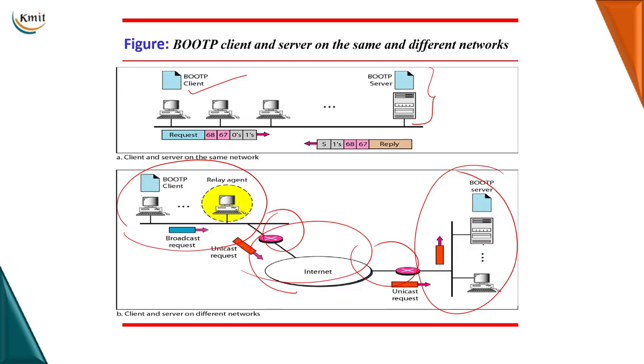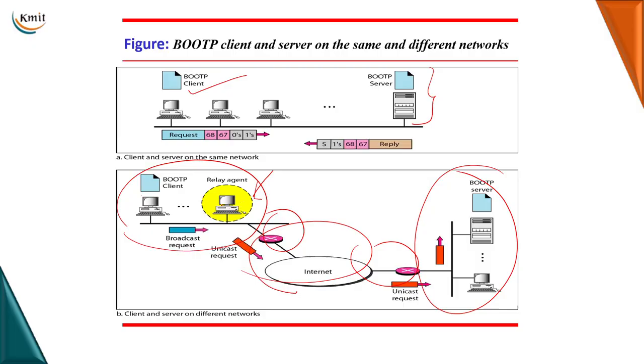This was a problem we faced in RARP: what if there are different networks, and on every network I should have a RARP server? We do not do that here. We have only one BootP server on a network, and the BootP clients are on different networks. So what we do is, we will have one device appointed as a relay agent. The BootP client will send a broadcast request to this relay agent.